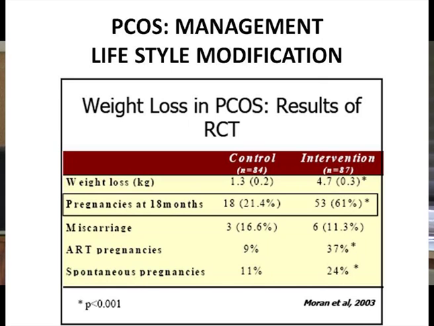So if you look at the weight loss in PCOS, as we often say, lifestyle modification, I'll bring to your attention that if you look at the amount of weight that you need to lose and the benefits of that weight loss, it's very significant. You look at spontaneous pregnancies at 18 months, if you can lose the recommended weight. In the interventional group, people lost at least 4.7 kilograms, while in the control there was very minimal weight loss. The pregnancy rate is very significant after 18 months of that weight loss, things just happened on their own without any intervention from the medical fraternity.